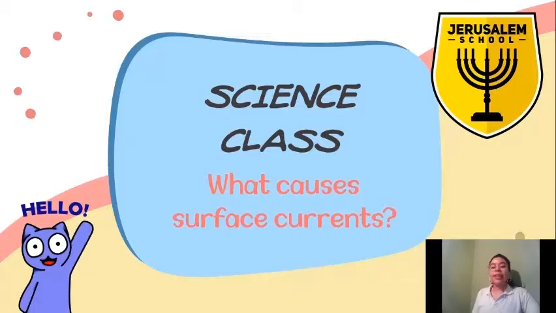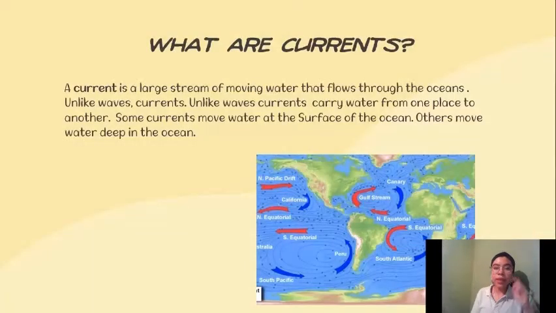As you can read, today we have science class and our topic is going to be what causes surface currents. So let's check it out. What are currents? A current is a large stream of moving water that flows through the oceans. Unlike waves, currents carry water from one place to another. Some currents move water at the surface of the ocean. Others move water deep in the ocean.